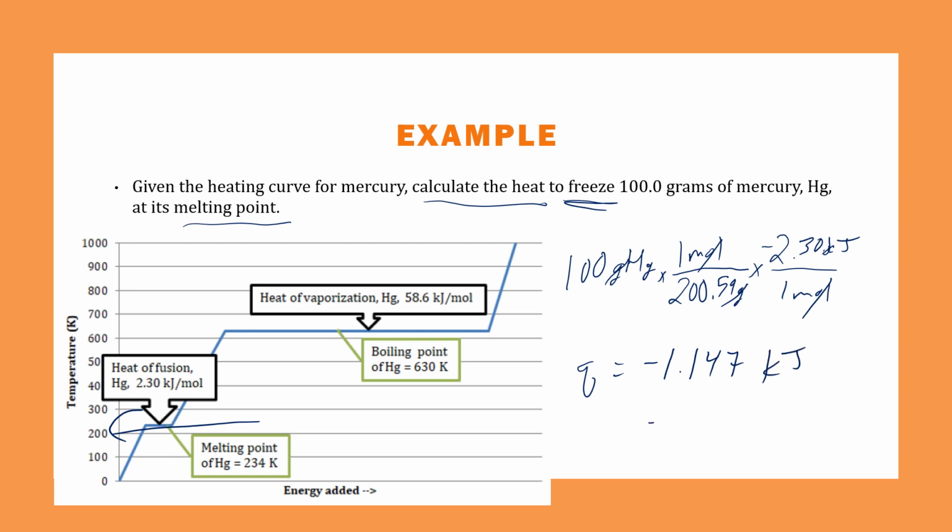or negative 1.15 kilojoules with 3 sig figs. That's how much heat is involved in that process. You could also say 1.15 kilojoules released, if you say it that way.